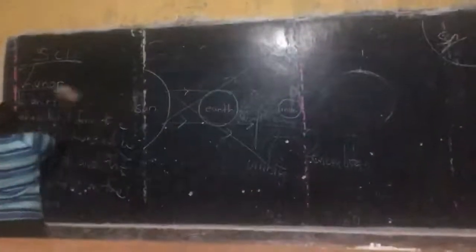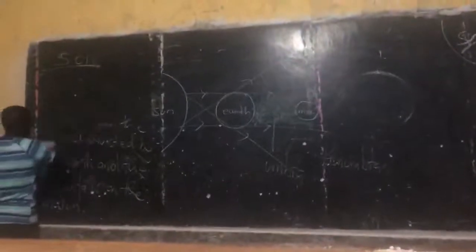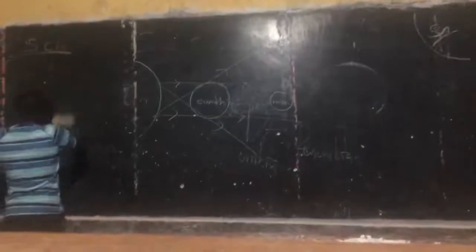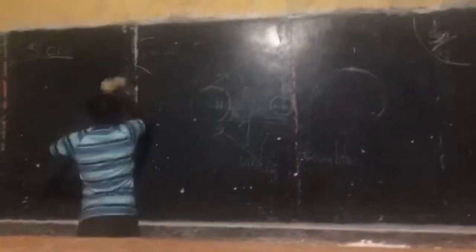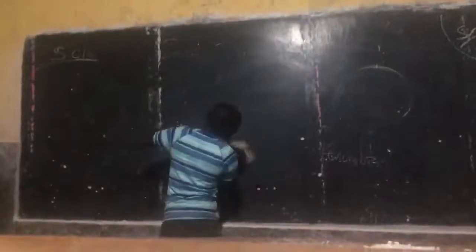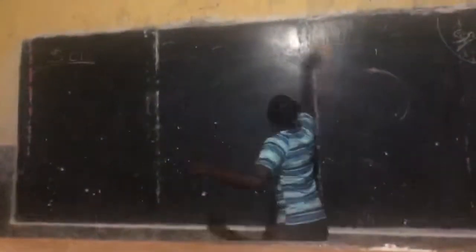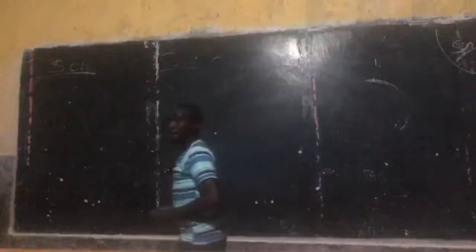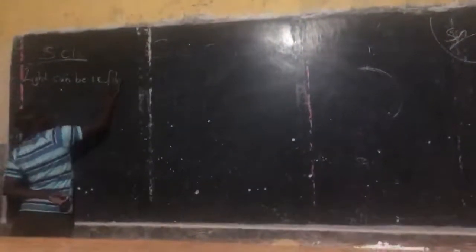So from there, let us look at another thing called the second property of light. The second property of light is that light can be reflected.